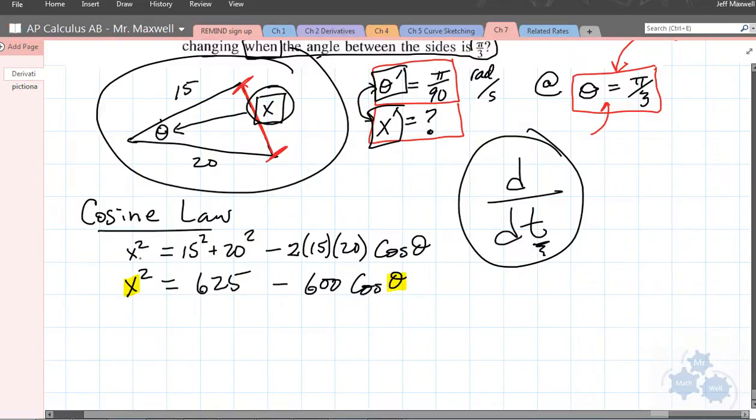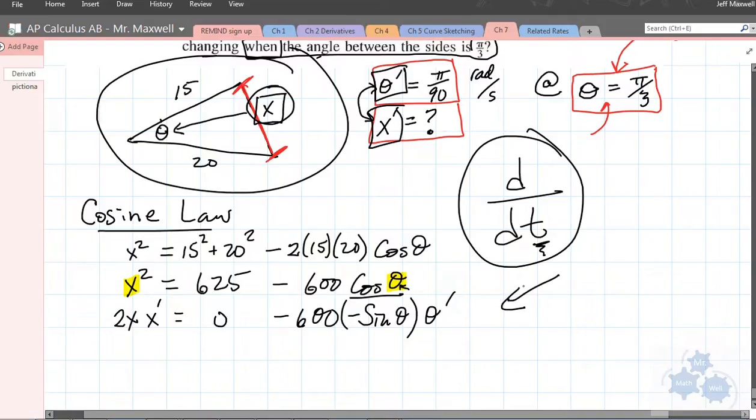Right? So we differentiate this. What's that? Well, 2x times x prime. Power rule and then chain rule, right? This is 0. This is minus 600 because it's a constant, so we'll just leave it out there. And what's the derivative of cos theta? Well, the derivative of cos we just learned was negative sine theta. And then the chain rule says we have to multiply by the derivative of theta, which is theta prime. Okay? So that is super important right there. Pretty exciting. Good job if you understand that, okay?